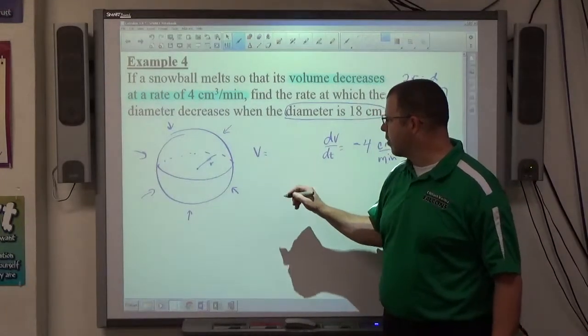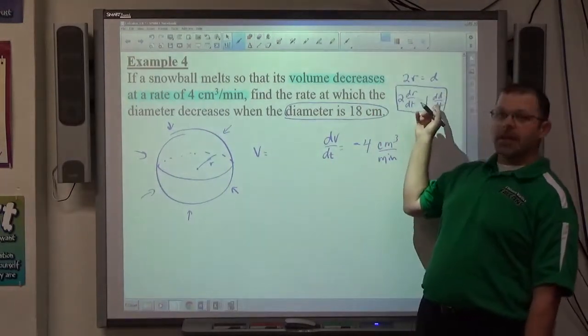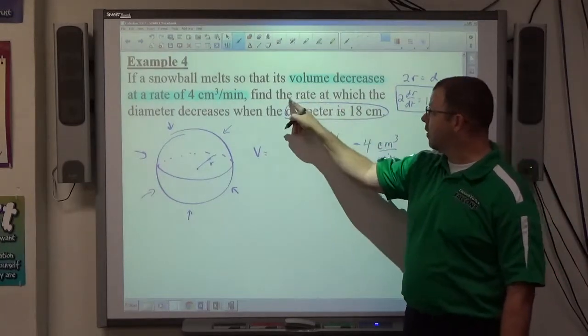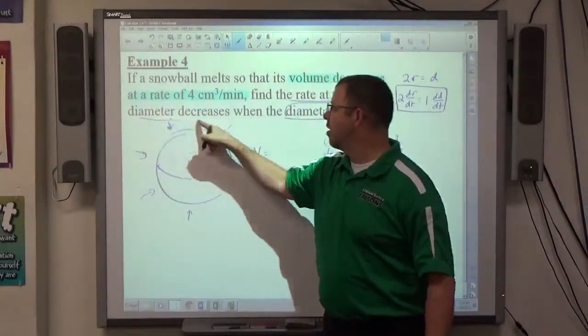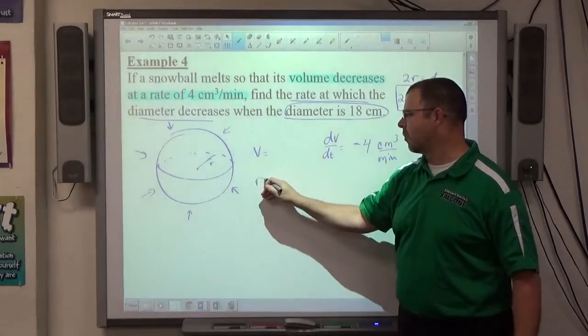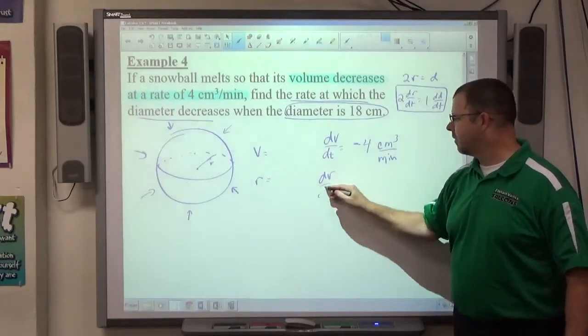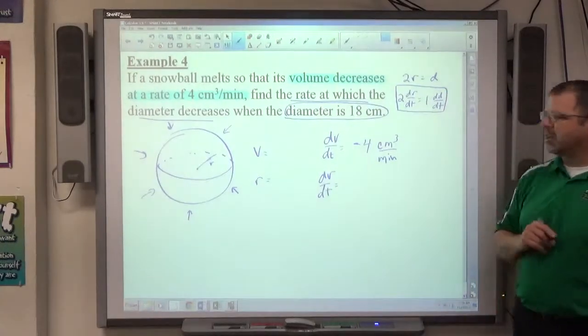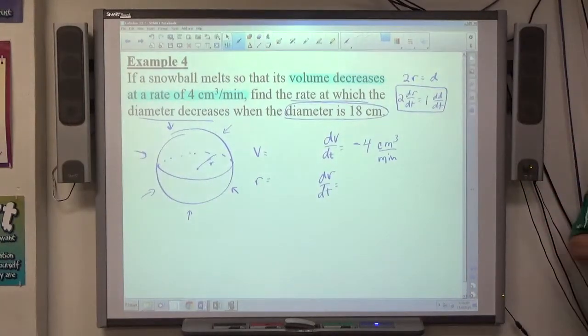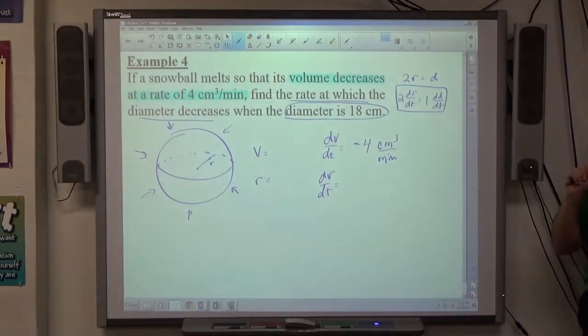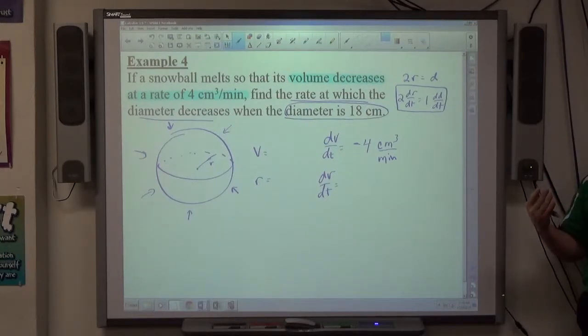The other thing that's important to me, again, specifically diameter, because that's what they're asking me about. Find the rate at which the diameter is decreasing. But for the sake of this problem, it's much easier to work with radius. So I want to find out r and dr over dt. How many rates am I given in the words? 1, right? Yeah. So 1 rate given in the words, which means I'm allowed to have 2 variables. V is variable 1, r is variable 2. So those are the 2 variables I have.